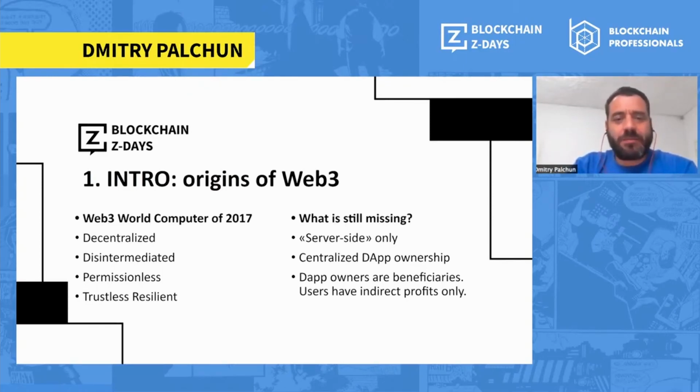It was a great idea, but what are we still missing after that? It turns out that the world computer is essentially a server-side technology, and everything that we have decentralized is on the server side. Yes, we have decentralized programs running on this world computer. They are unstoppable, they are disintermediated and so on at the server-side level. But the ownership of these applications is still centralized. It means the application owner is an intermediary who can extract the value. It means dApp owners are the beneficiaries and users profit only by the grace of dApp owners. End customers are not direct beneficiaries of Web3 technology right now.